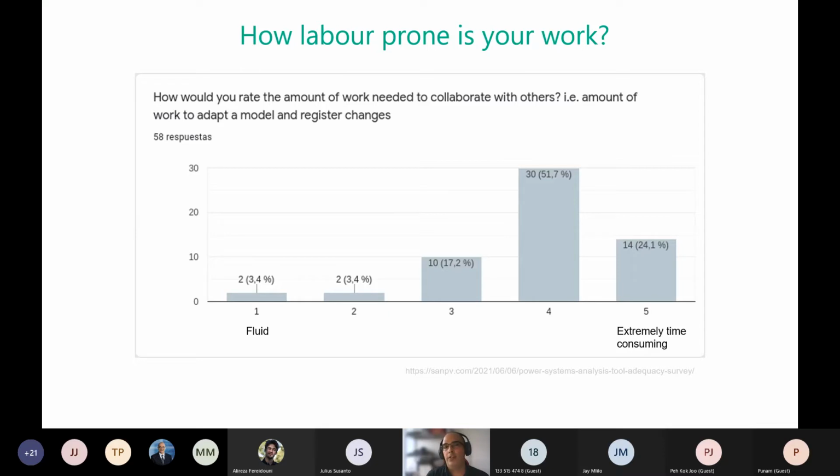And related to that, I also asked, how would you rate the amount of work needed to collaborate with others? Meaning the amount of work to adapt a model and to register changes. For instance, in the last 2 years, this Spanish planning, it happens every 5 years, so it started in 2019.